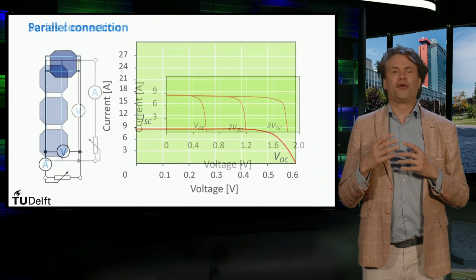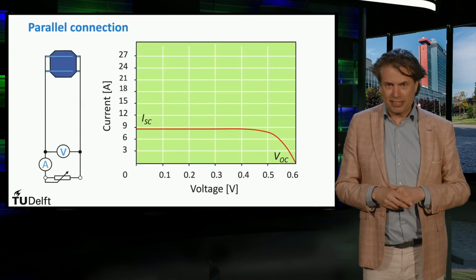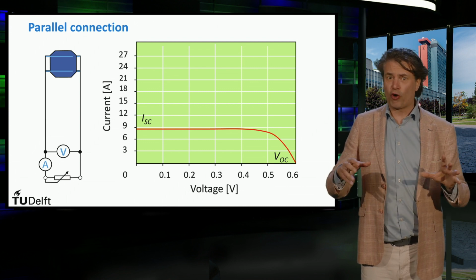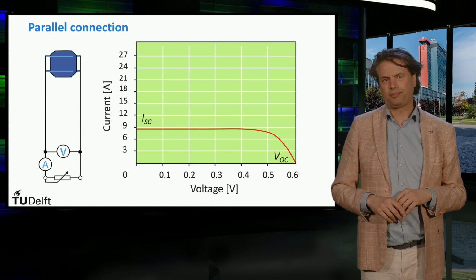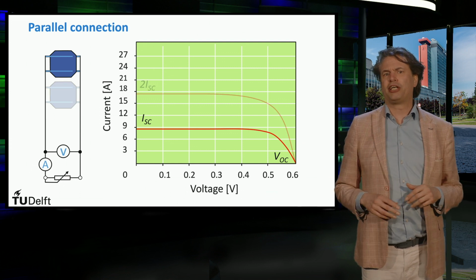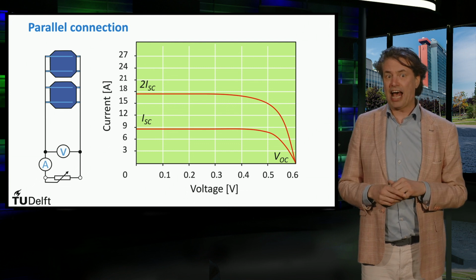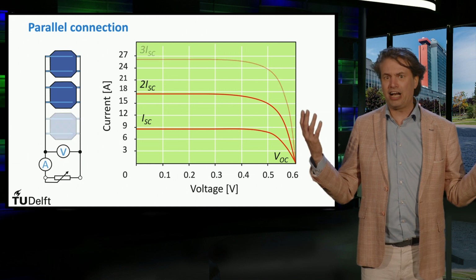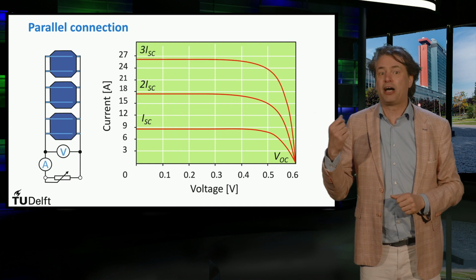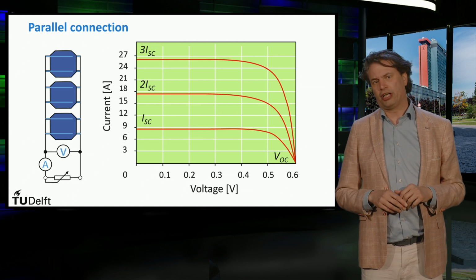A second way of connecting the solar cells is in parallel. Parallel connection means that the voltage is the same over all solar cells, however, the currents of the solar cells add up. If we have 2 solar cells connected in parallel, the current increases 2 times, whereas the voltage remains the same. If we have 3 cells in parallel, the current becomes 3 times as large, while the voltage is the same as for a single cell.